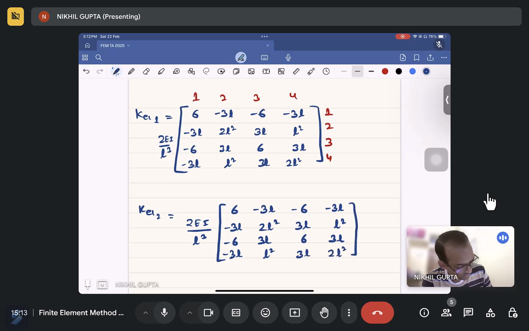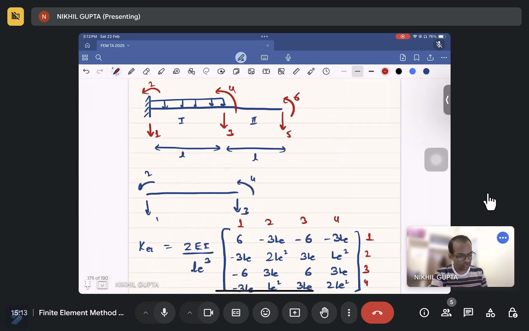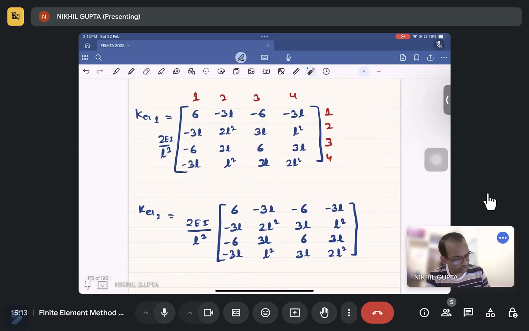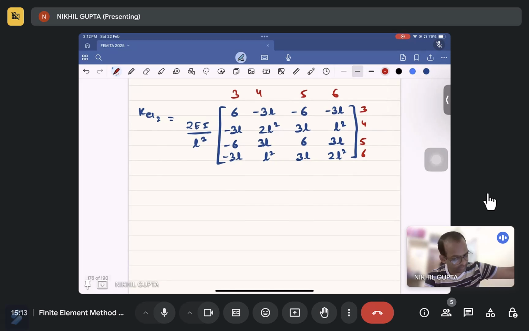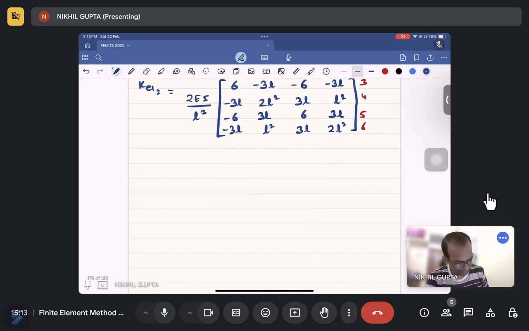So the thing which will change is the degrees of freedom. You see in the next beam, the degrees of freedom are 3 4 5 6. So here it will come as 3 4 5 6 and 3 4 5 6. Okay, so you have written the elemental matrices of both the elements. Now what we have to do, we have to make a global stiffness matrix.